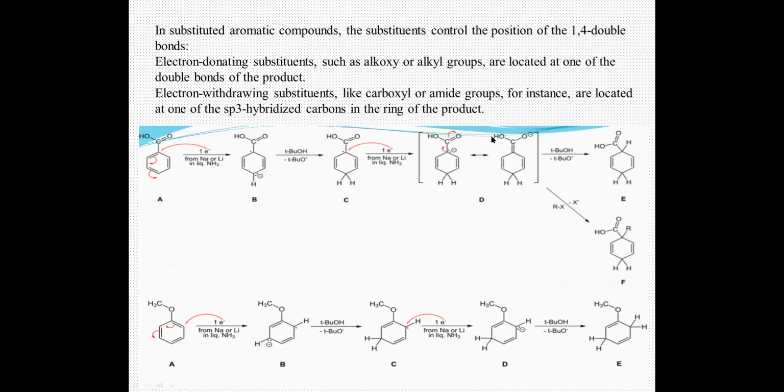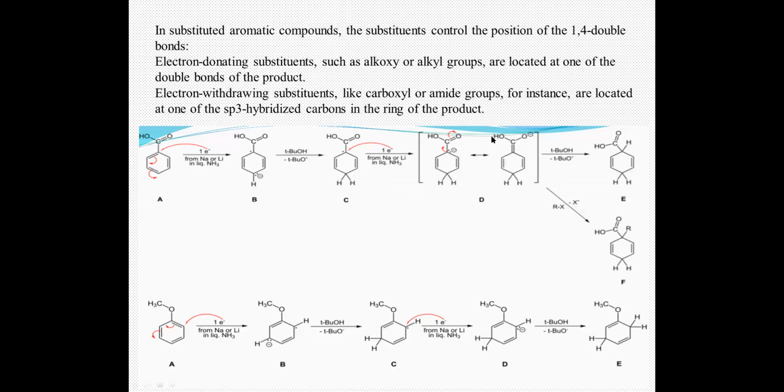Now let us see some of the criteria. The formation of the 1,4 double bonds depends upon the substitutions that are present. If there is an electron withdrawing group, a single electron gets transferred and the negative charge comes on the carbonyl group. This negative charge can be stabilized by your carboxylic acid, because being an electron withdrawing group, it can stabilize your intermediate.